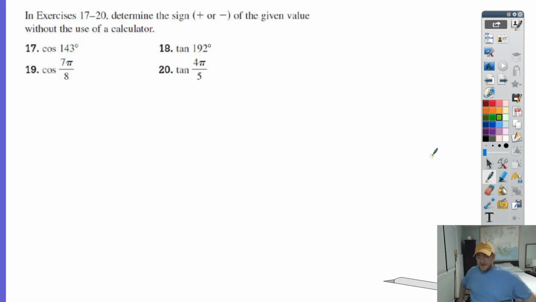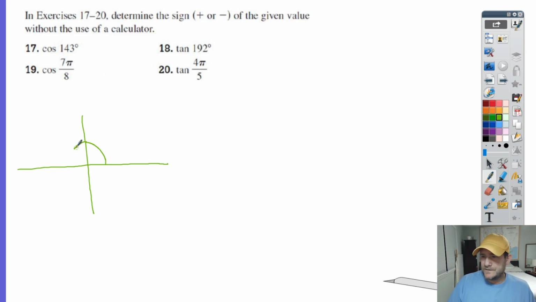We are 20 minutes away from an hour-long video, so I'm going to stop soon. But I'll do these. For 17, all you've got to do is figure out where 143 degrees is. And 143 is certainly more than 90, but it's not as much as 180, so it must be sitting in quadrant 2. And given that it sits in quadrant 2, and given that cosine is about x values, you know that this thing is negative.